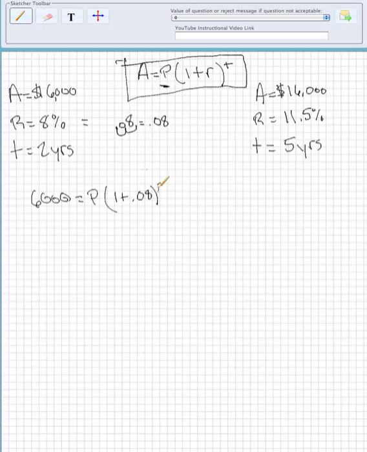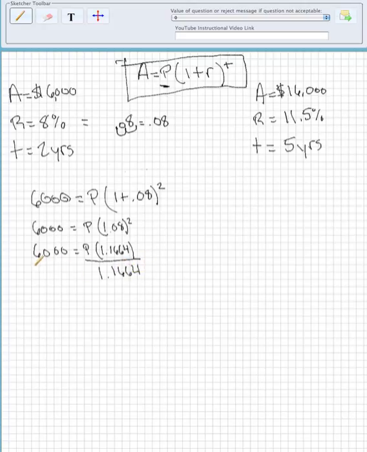And then my time is going to be 2 years. So now 6,000 stays the same, P stays there. I'm going to add up 1 plus 0.08, gives me 1.08 squared. Next thing I'm going to do is square my parentheses. So that's going to give me 1.1664. Okay? So 1.08 squared is 1.1664. And then now I'm going to divide by that number on each side so I can get P by itself.